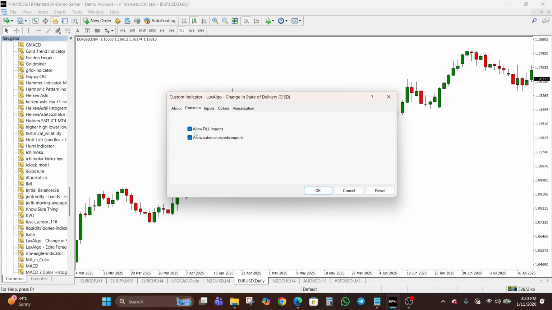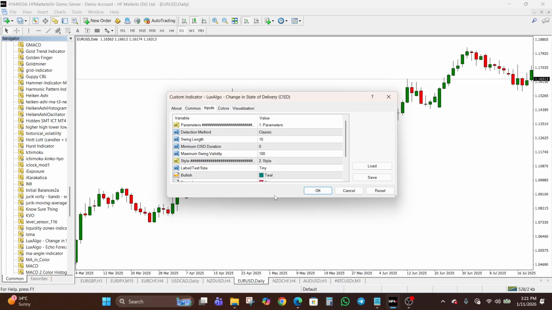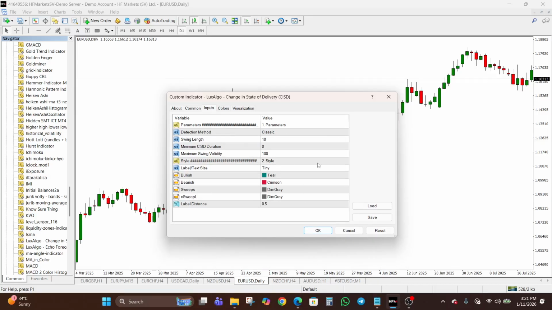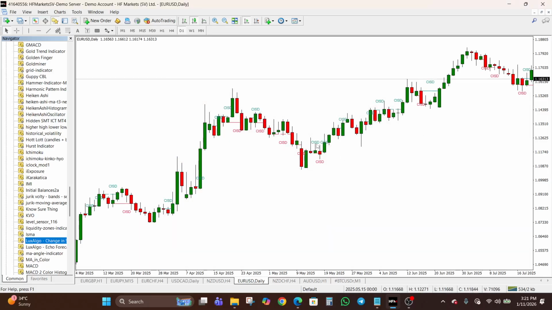Ensure that the allow DLL imports box is checked, and then as for the inputs, you can see all the customizable settings here, the parameters, the style, and all of that. You can modify them according to your taste. Now, this indicator is designed to smooth out market noise and highlight clear trend and momentum shifts. It helps you to pinpoint potential reversals.